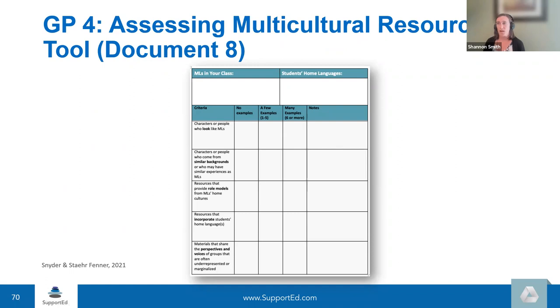Tool number four, assessing multicultural resources. It looks at your resources to really review to make sure that they reflect your SLIFE and making sure that they're seen within the curriculum.